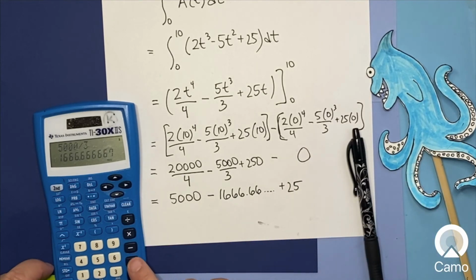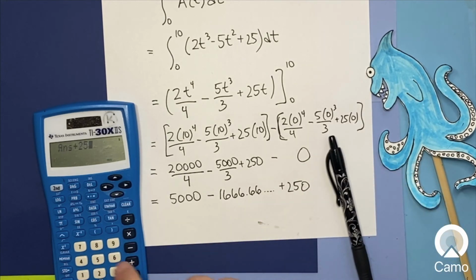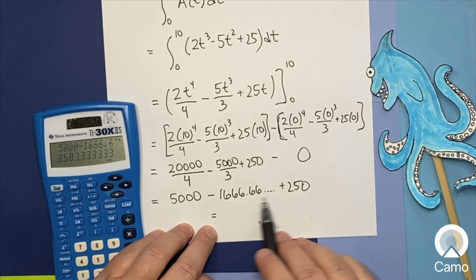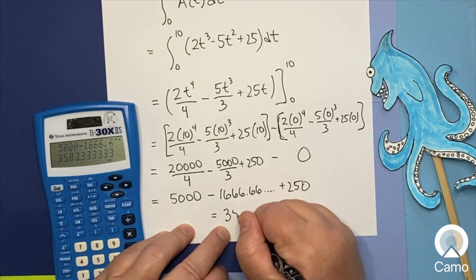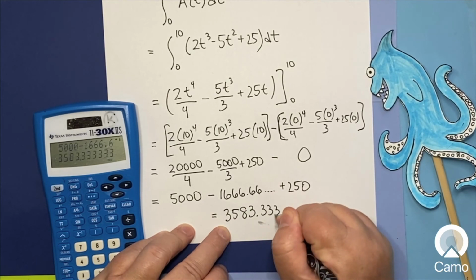Okay, so let me go ahead and do this in the calculator. I'm going to add 250. Nope, because this is negative. Let me start again. There's my 5,000 minus 1666.666, lots of them, plus 250. And I just did the worst thing in the world by showing you doing that. But don't do as I do. Do as I say. And so we get 3583 and a bunch of 3s.